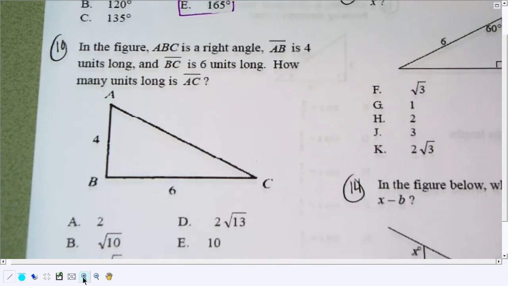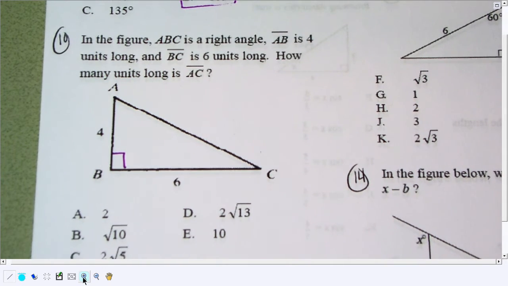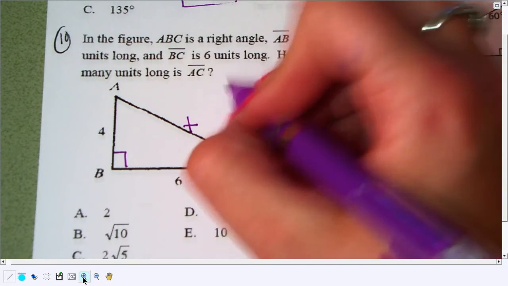In the figure, it's a right triangle. So obviously the 90 is here. It gives you the units. It wants to know AC. I would not use trig here. I would just do Pythagorean theorem.